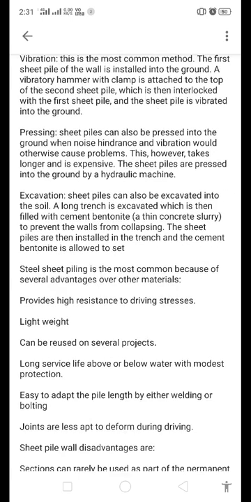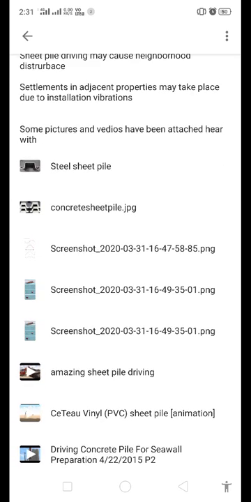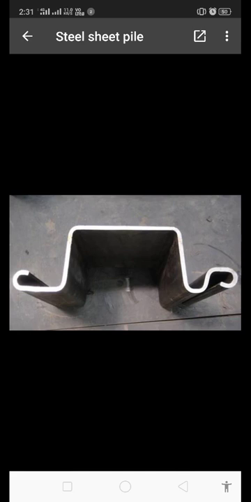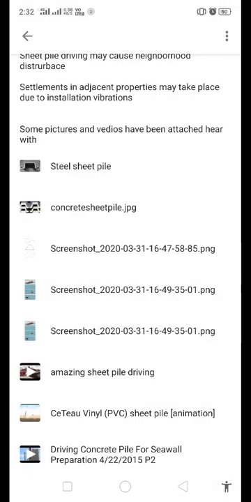If you want to see how steel sheet piles look, I can show you one figure. Yes, this is a steel sheet pile, how it looks. You have one hook on the left side and one rounded hook on the other side, so that the other sheet pile can be joined there at the right side. So that is the steel sheet pile.